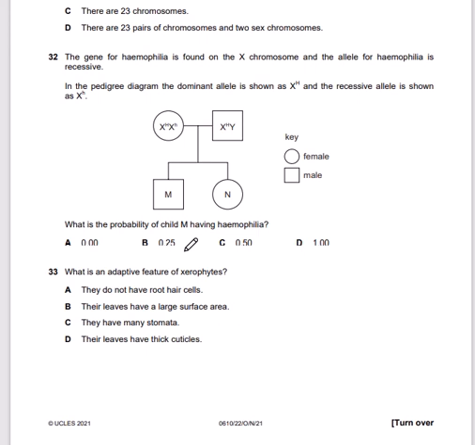The gene is found on the X chromosome, and the allele for hemophilia is recessive. There is something called recessive and dominant. Dominant can be expressed if it's there. Recessive can be expressed if two X's, or an X and Y, have the same gene. In the pedigree diagram, the dominant allele is shown as XH, and the recessive allele is shown as Xh. So let's do this diagram.